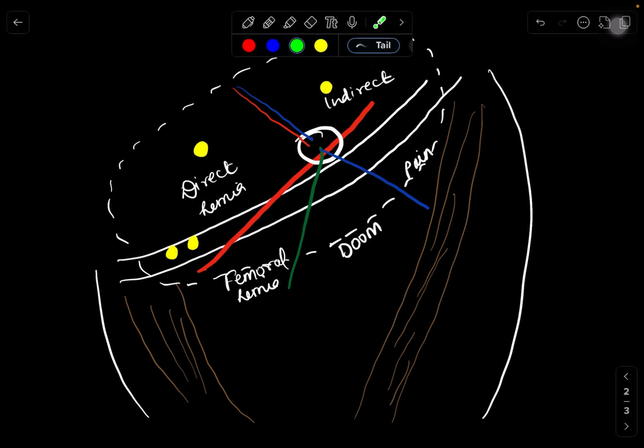Here the yellowish portion which you can see shows the placement sites of the tackers. That is over Cooper's ligament, over the area of direct hernia, and over the area of indirect hernia. These tackers should not be placed below the iliopubic tract in this region, as I have explained. Placing a tack in the triangle of doom will cause catastrophic bleeding, and placing tackers in the triangle of pain will cause chronic groin pain.